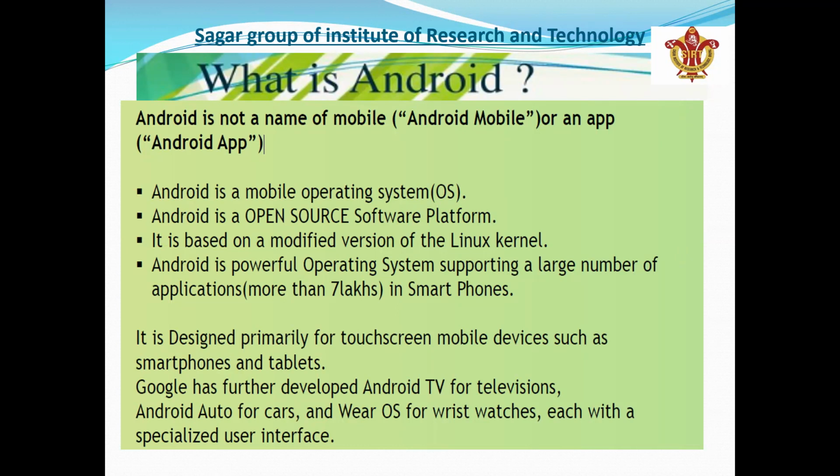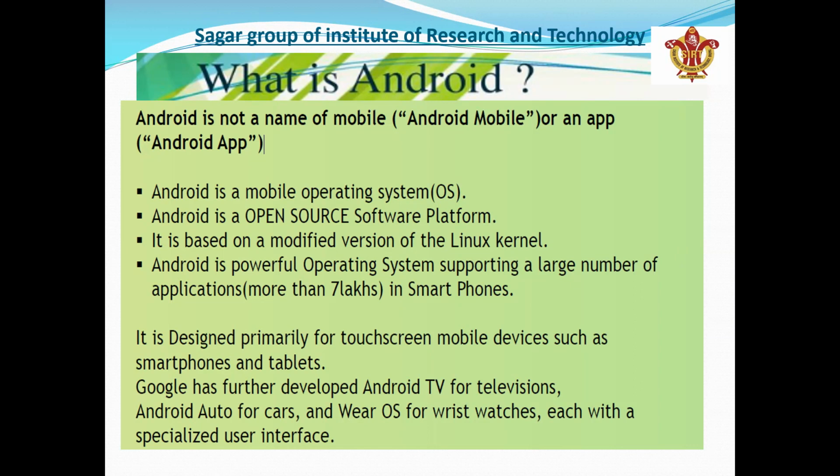Before we learn about Android, we should be aware of the operating system because Android is an operating system, right? In the first line in the PPT, what is written here? Android is not the name of a mobile or an app. If we say Android app, it is wrong, and Android mobile is also wrong. We can say Android is an Android operating system. In the second line, what does the PPT say? Android is a mobile operating system, right?